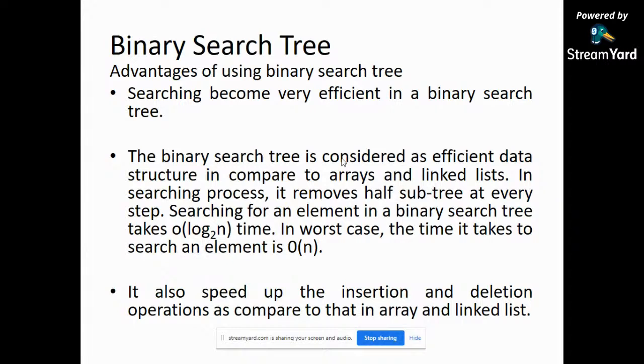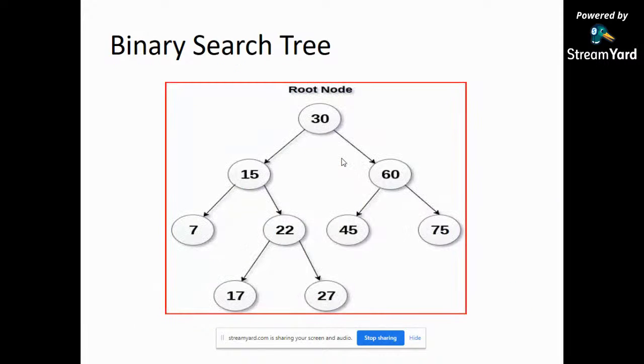In the searching process, it removes half the subtree at every step. Because if I want to search 22, 22 is less than 30, so I'll traverse to the left node. I won't visit the right node, because 22 is less than 30, so it is sure that 22 will be in the left part of the tree. It won't be present in the right part, so I won't search that part of the tree. So with this I'm left with half the tree.